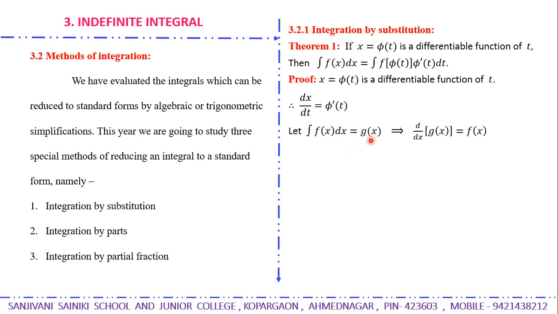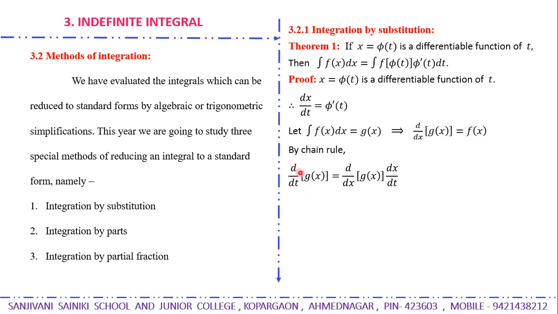Now we know that integration is the opposite process of the derivative, so we can use the definition. Integration of f of x dx is equal to g of x implies the derivative of g of x must be equal to f of x. So d by dx of g of x is equal to f of x. Now we will consider g of x and differentiate it with respect to t. Now g is a function of x, but we are differentiating with respect to t. So here we have to use the chain rule.